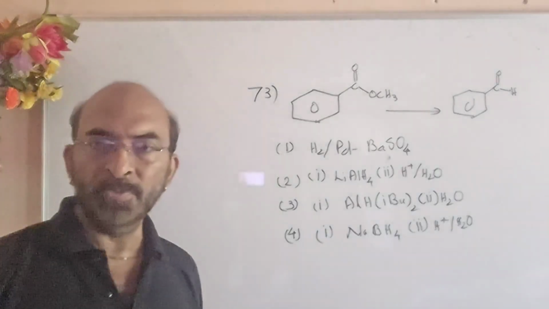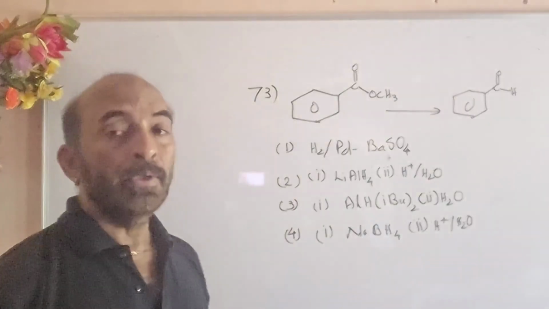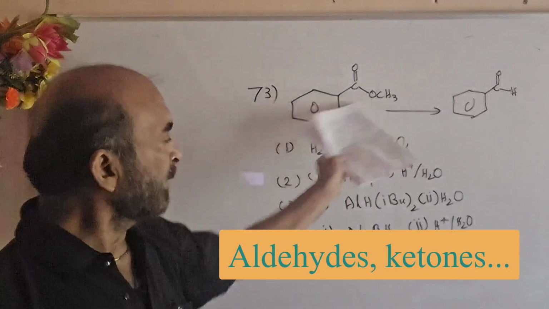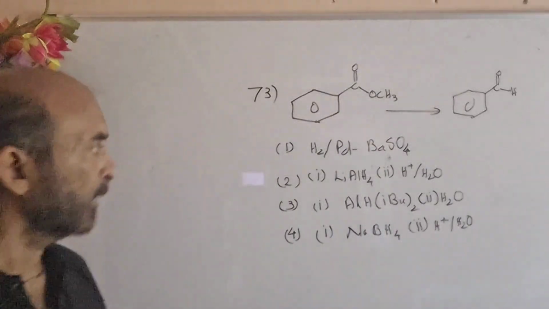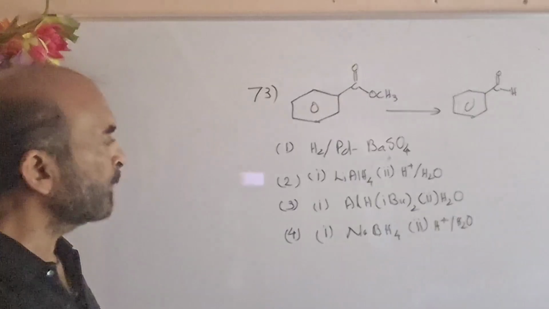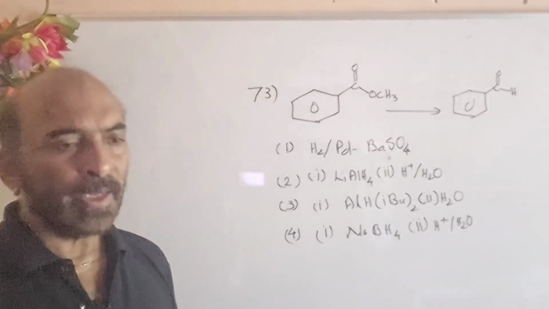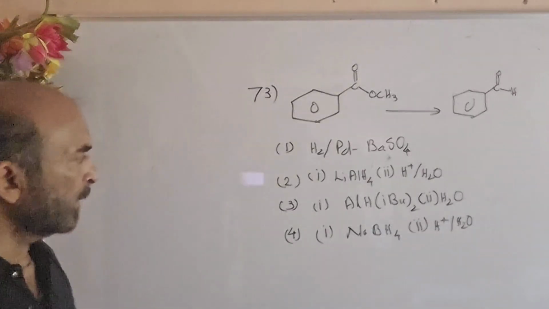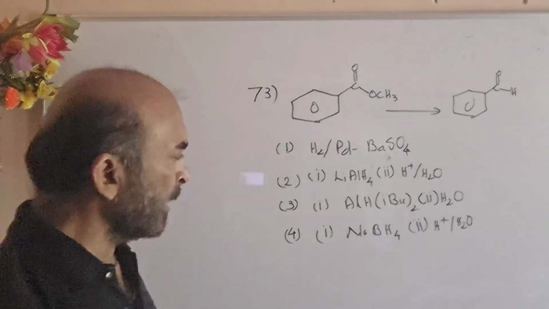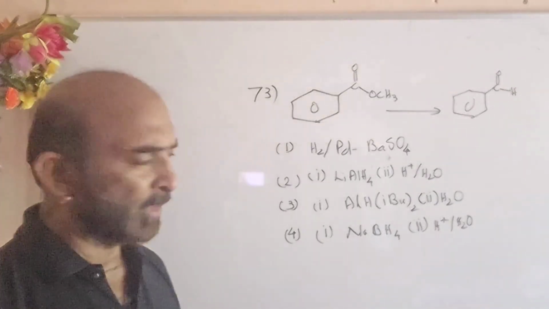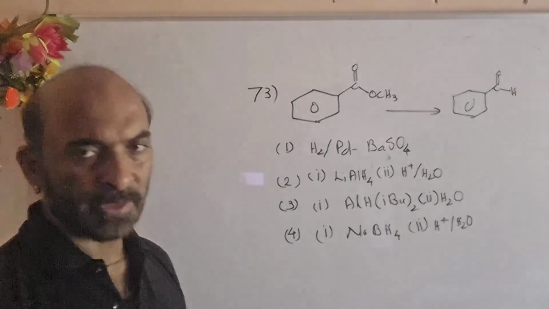The next question, question number 73, is from aldehyde ketone. Here what is the reaction? It is the conversion of an ester to an aldehyde. Methyl benzoate is converted to benzaldehyde, and you are asked to identify the reagent which can be used here. The given options are hydrogen, palladium, barium sulfate. It is Lindlar's catalyst, used to convert alkyne to alkene. It is not here. Then lithium aluminum hydride with acidified water. Then diisobutyl aluminum hydride, DIBAL-H, with water, third option. And lastly, sodium borohydride with acidified water.